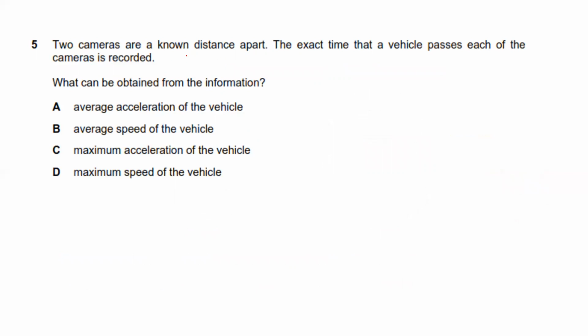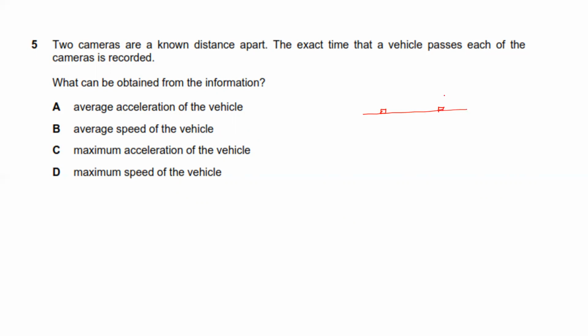Two cameras are at a known distance apart. The exact time that a vehicle passes each of the cameras is recorded. What can be obtained from the information? Average acceleration of the vehicle, average speed of the vehicle, maximum acceleration of the vehicle, maximum speed of the vehicle. Okay, so let's see what is happening. So we have two cameras, camera 1 over here and camera 2 over here.